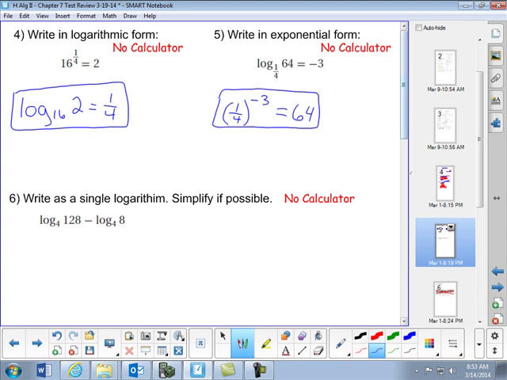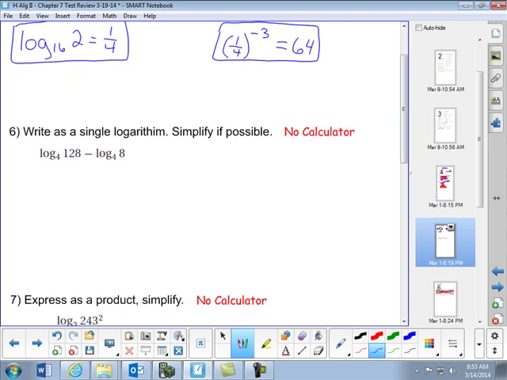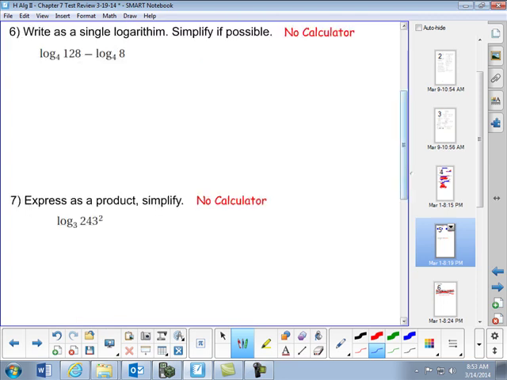Okay. Problem number 6 says write as a single log. So there will be 2 answer blanks on your test on this. It'll have a line for the single log and a line for the simplification, and there are no calculators on this part. Okay, so remember our rule to subtract.